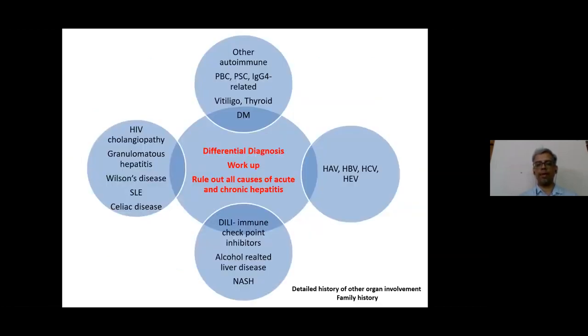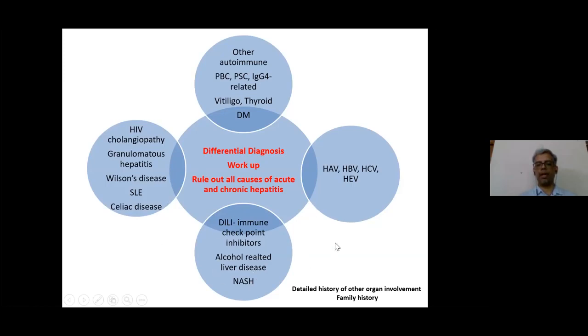When we work up a patient for autoimmune hepatitis, we need to look for possible other mimics which may be responsible for a similar clinical presentation, as we talked about: acute hepatitis, chronic hepatitis, cirrhosis. So our etiological workup includes looking for all these factors which may present with any of these clinical manifestations. Important in our context is to rule out viral hepatitis. A to E needs to be ruled out.